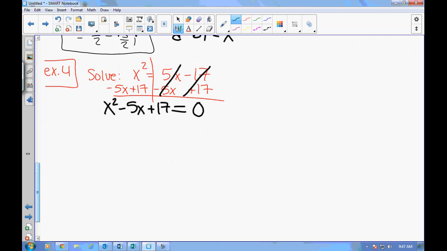Can you think of two numbers that multiply to 17 and add to negative 5? No. The only thing that multiplies to 17 is 1 times 17 or negative 1 times negative 17, right? Do either of those add to negative 5? Not a chance. Which means we should do the quadratic formula. I'm going to let you try this one. Find your A, B, and C, plug it into the quadratic formula, and simplify the discriminant carefully.